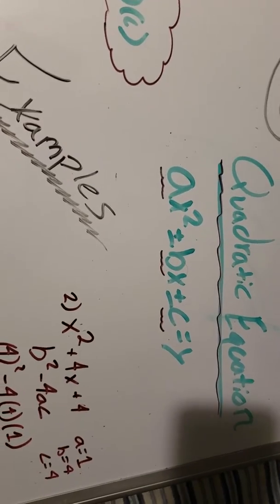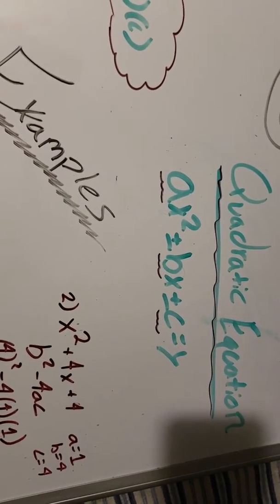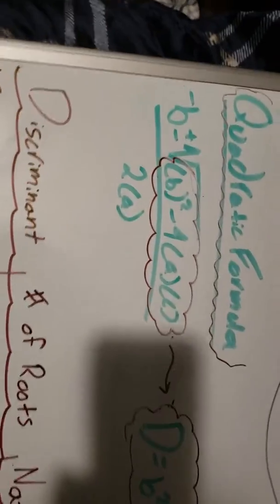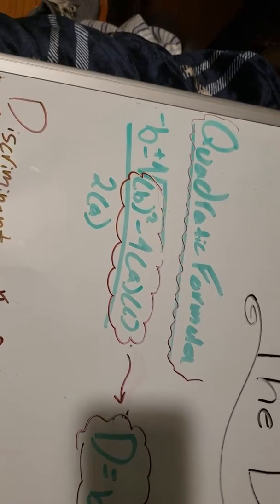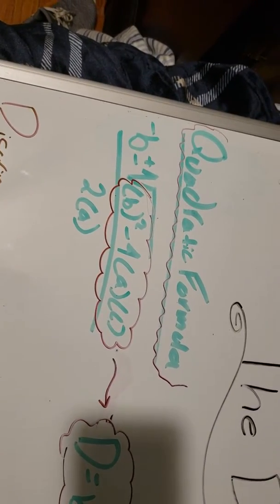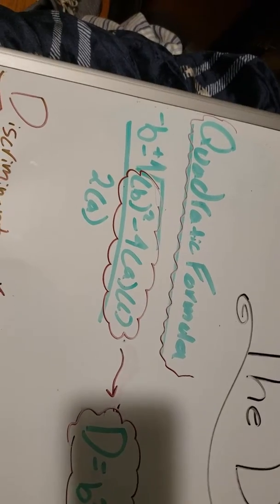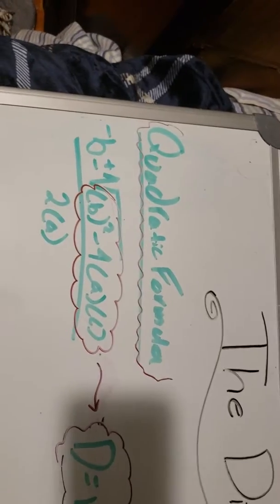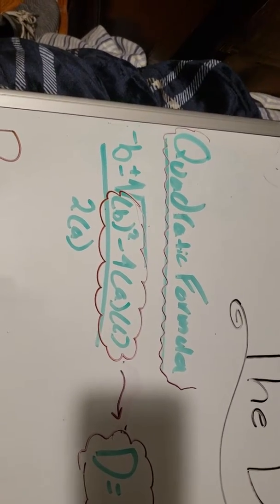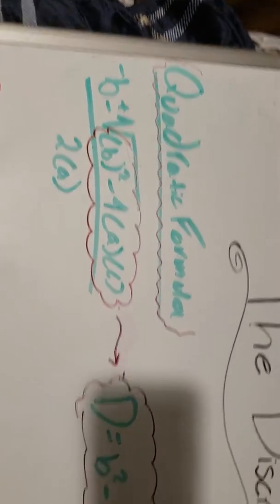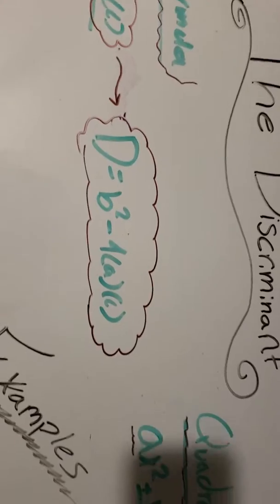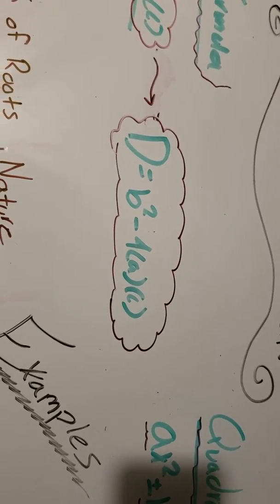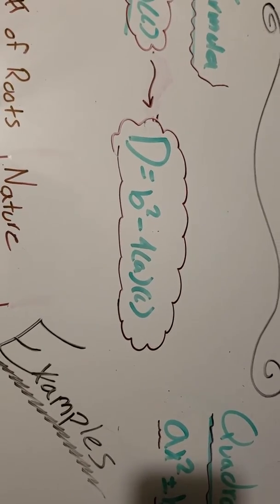So we have to take the variables a, b, and c and put them in what is known as the quadratic formula, which is negative b plus or minus the square root of b squared minus 4 times a times c, all divided by 2a. So to get the discriminant out of that, you must take the second half of the top line. So basically, our formula is b squared minus 4 times a times c.